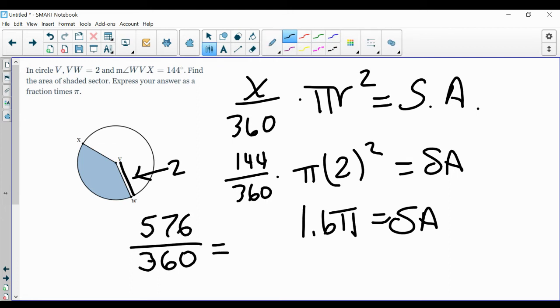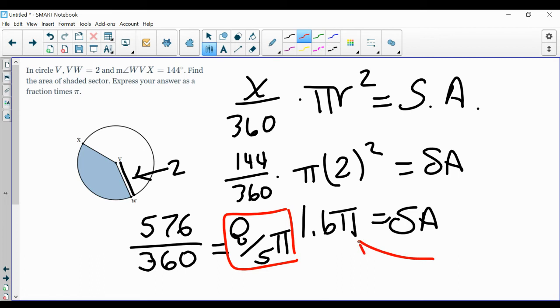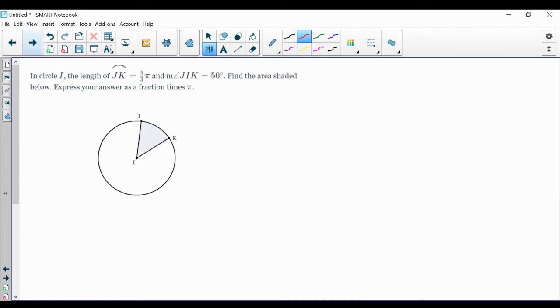And then you want to check and see if that can be reduced. And it can, so it's 8 over 5. 8 over 5 pi would be the final answer that Delta Math would want. As far as me and probably lots of other tests and teachers, the 1.6 pi is also fine. But because you're going to be doing Delta and that's these problems, it does need to be a fraction or it will not take your answer because it says specifically fractions.